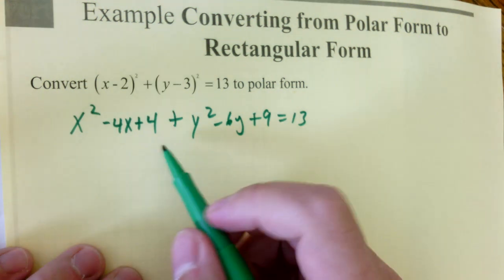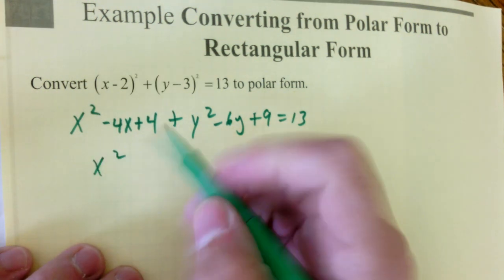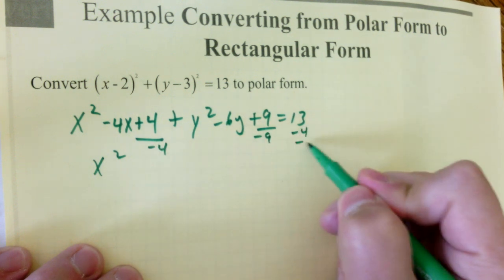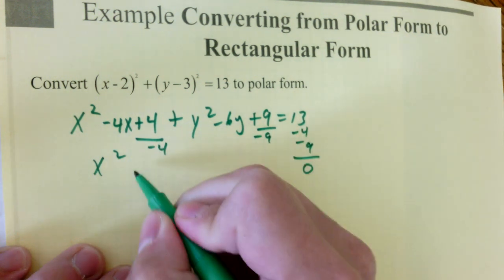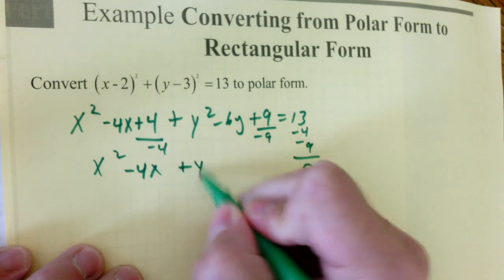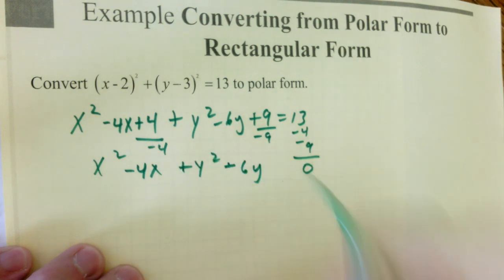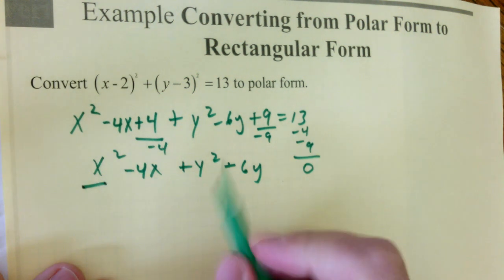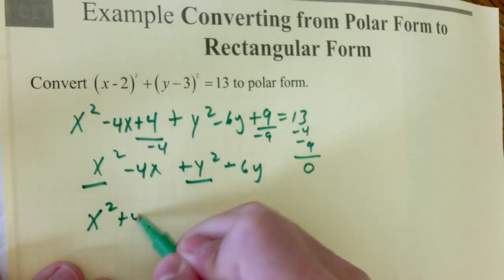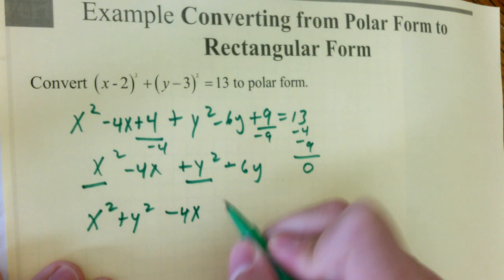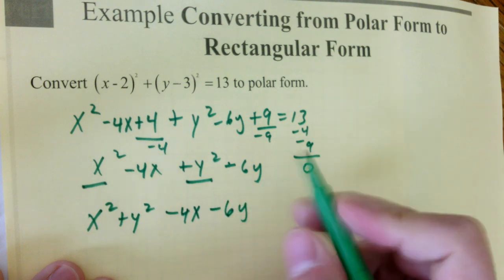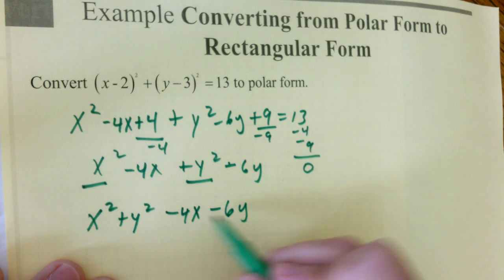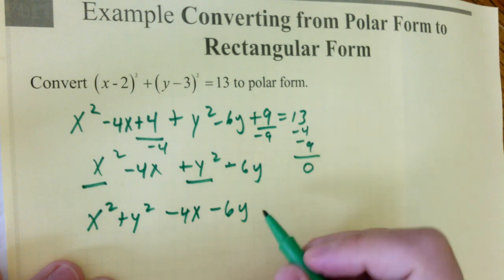Next thing you're going to do is bring over the constants. So I'm going to subtract 4, subtract 9, and that'll give me 0. Now we should know that x squared plus y squared, so I'm going to write them together, is r squared. You want to get rid of the x's and the y's. That way you could go ahead and put it in polar coordinate form.